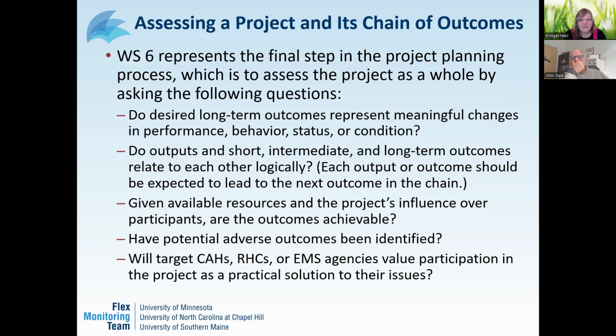By the time you reach Worksheet 6, you've built the pieces of the project map: activities, outcomes, and measures. This worksheet asks you to pause and take a step back to look at the project as a whole. Here you're checking whether the chain of outcomes makes sense. Do the short-term outcomes logically lead to the intermediate outcomes? Do the intermediate outcomes point toward the long-term impact goal? Are the activities and resources sufficient to achieve them?